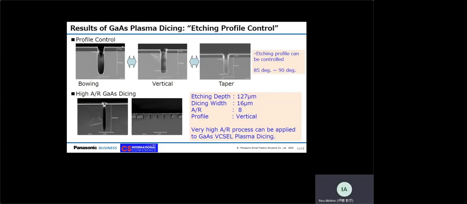Secondly, I'll show high aspect ratio gallium arsenide dicing as shown in SEM images. Etching depth of 127 micrometer, a dicing width of 16 micrometer, an aspect ratio of 8, and vertical etching profile were all achieved. Thus, a very high aspect ratio process can be applied to gallium arsenide pixel plasma dicing by tuning plasma dicing conditions.